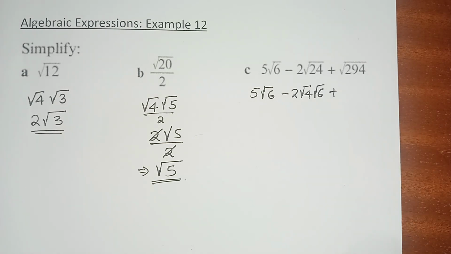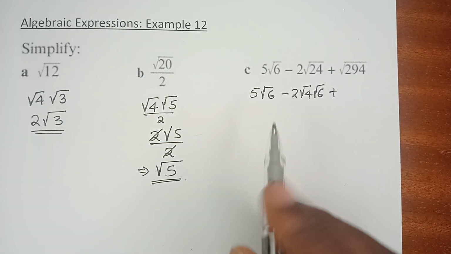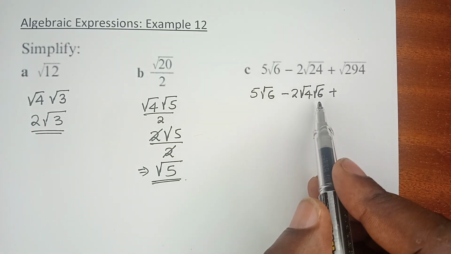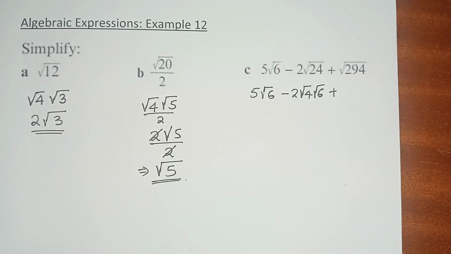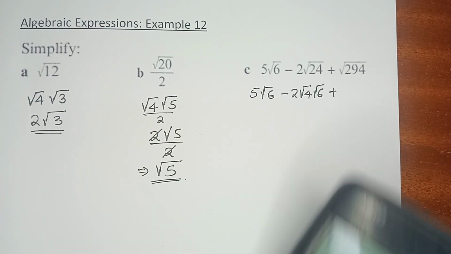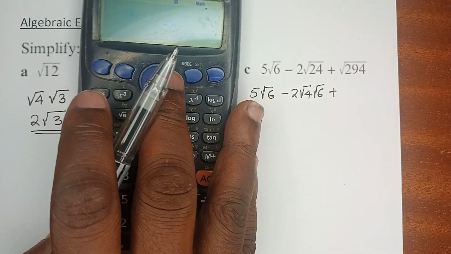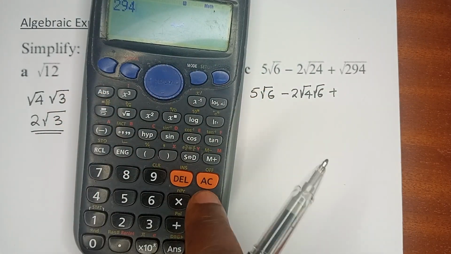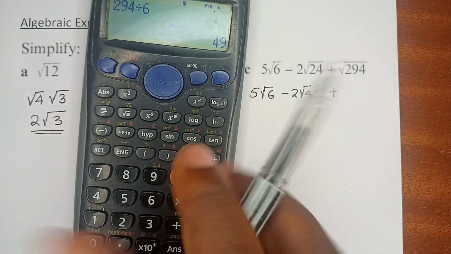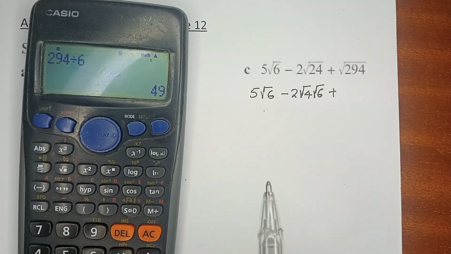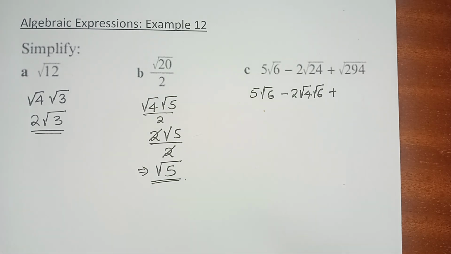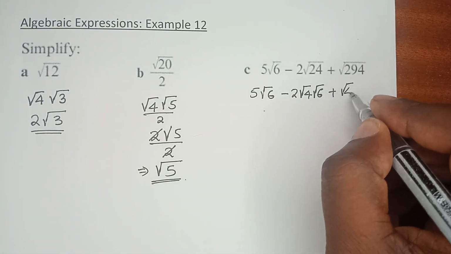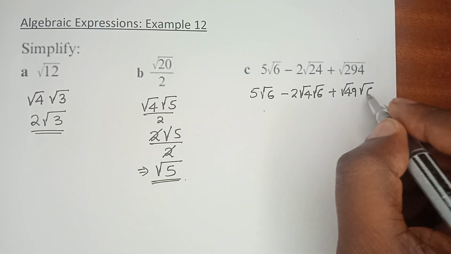Look at 294. We have to be careful here, because we have a root 6 here, and we are going to have a root 6 here. It is likely that we are going to have a root 6 here as well, such that we will eventually collect the like terms. The first thing I would do is to divide 294 by 6 to see if I will get a perfect square. And sure enough, 294 divided by 6 is 49. And 49 is a perfect square of 7.